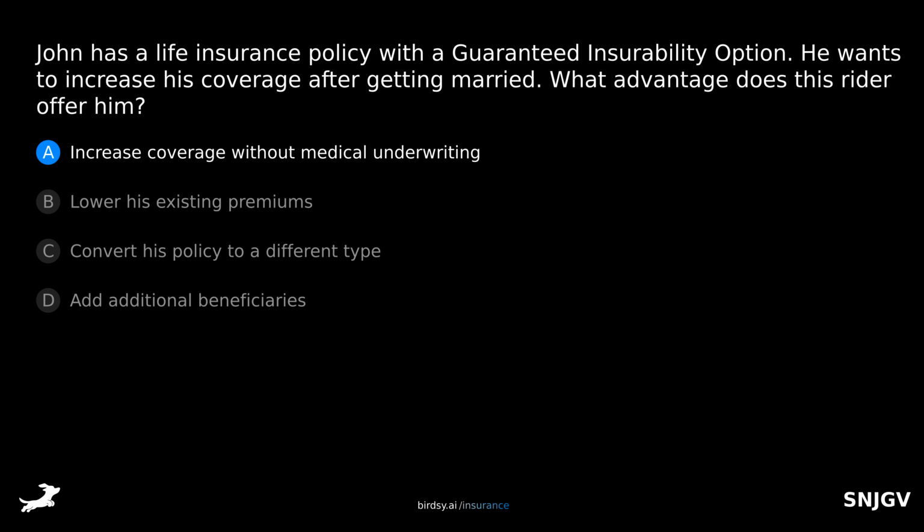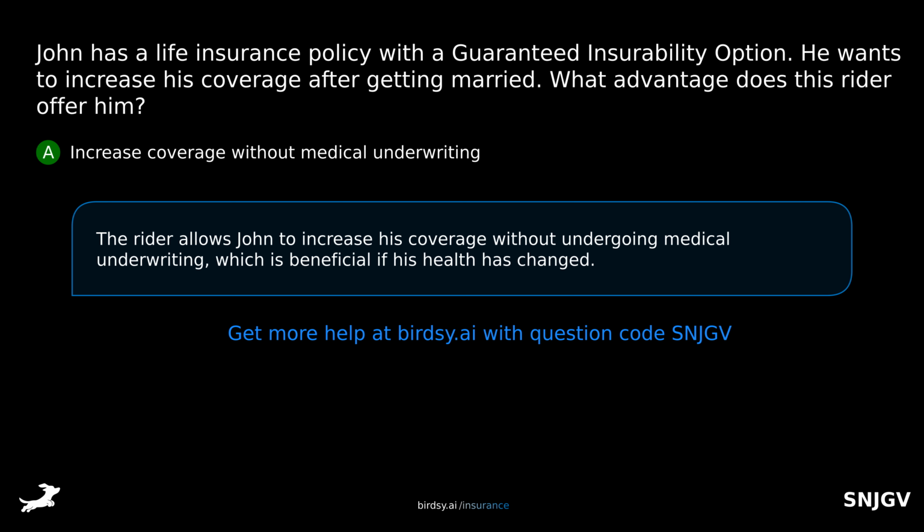Is it A, increase coverage without medical underwriting? B, lower his existing premiums? C, convert his policy to a different type? Or D, add additional beneficiaries? The answer is A, increase coverage without medical underwriting. The rider allows John to increase his coverage without undergoing medical underwriting, which is beneficial if his health has changed.